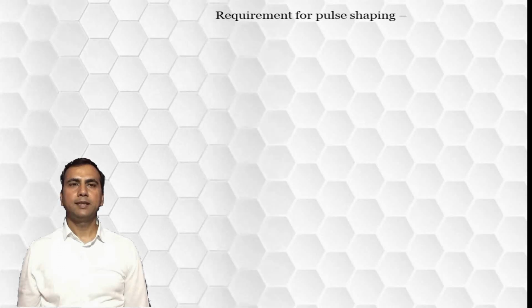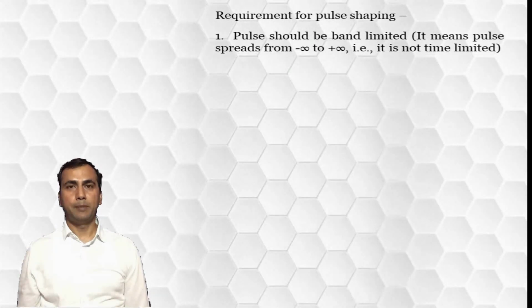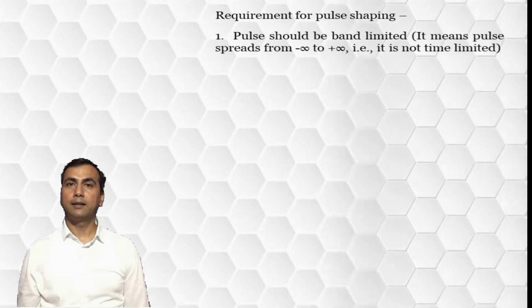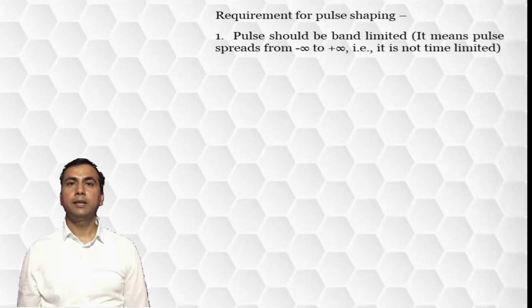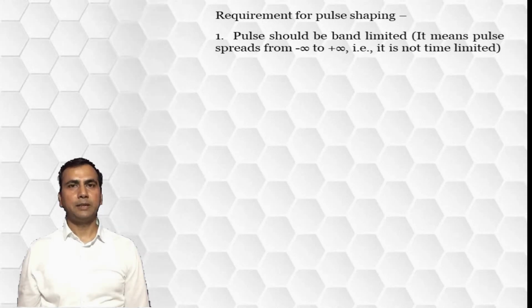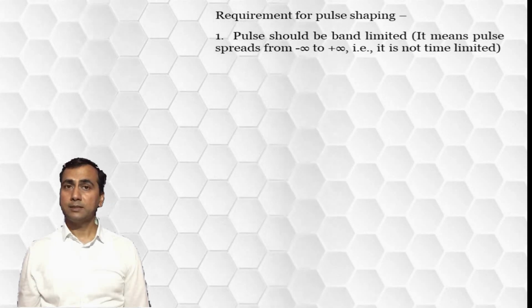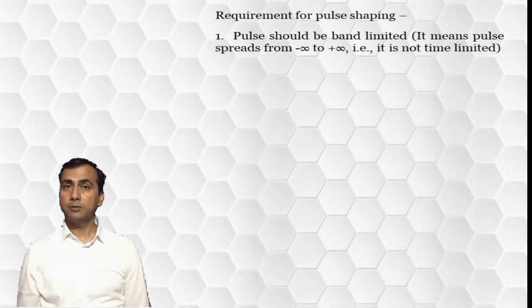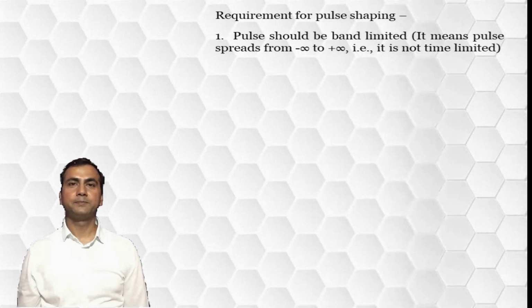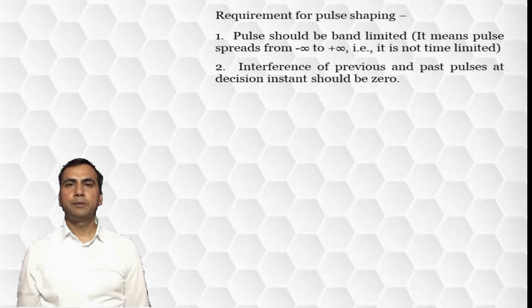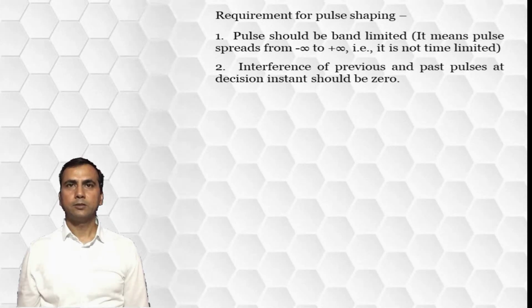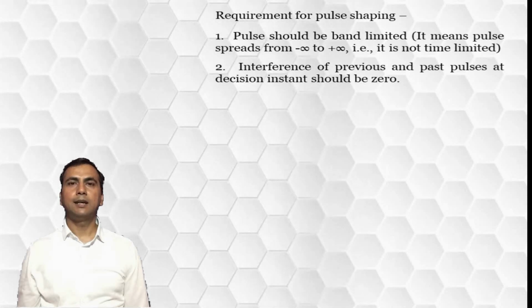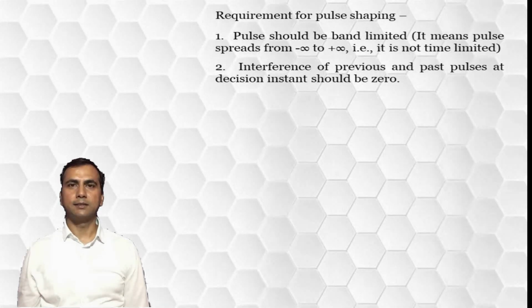power spectral density. So the requirement of pulse shaping is that the pulse should be band limited, and in general the bandwidth of the pulse should be less than the bandwidth of the channel. It means the pulse spreads from -infinity to +infinity in time domain, so it is not time limited. Second, interference of the previous and later pulses at the decision instant should be 0, so that they are not able to interfere with other pulses at their decision instant.